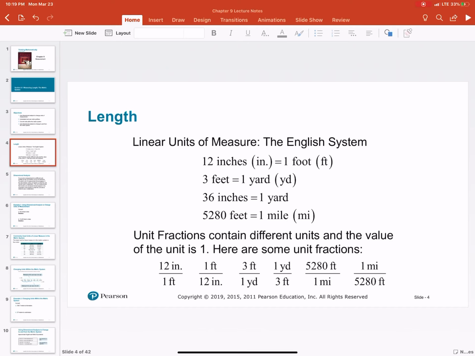A unit fraction contains different units with the value of the fraction being 1. So here are some unit fractions. We have 12 inches per 1 foot, or 1 foot per 12 inches. Also, we have 3 feet per 1 yard, or 1 yard per 3 feet. Then we have 5,280 feet per 1 mile, or 1 mile per 5,280 feet.